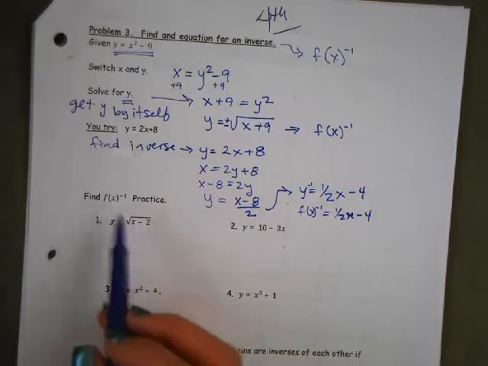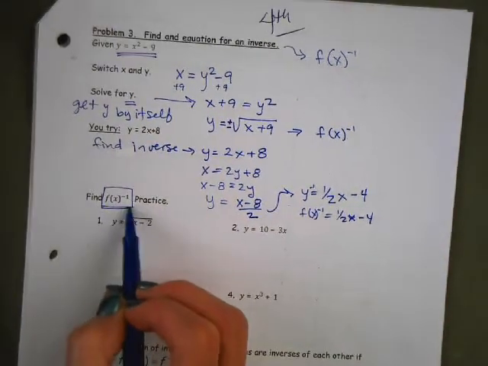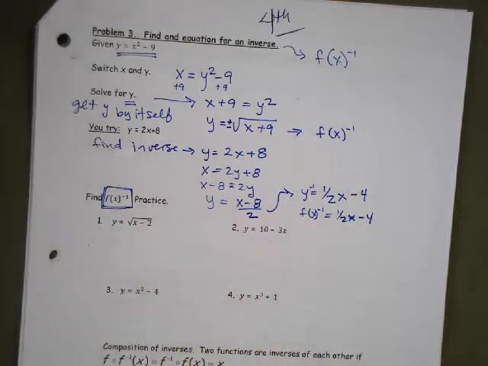So notice here it says find f of x to the negative 1. Notice how it's saying this right here. It's not saying find the inverse, is it?